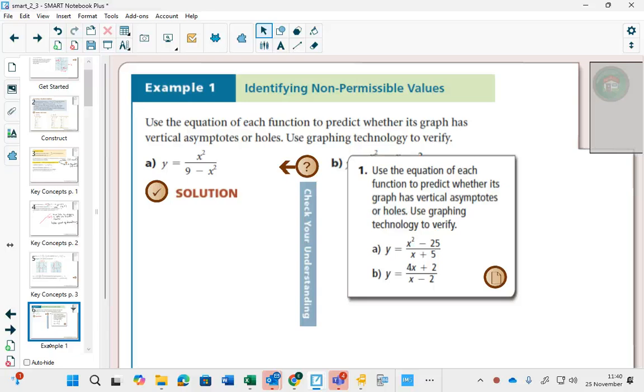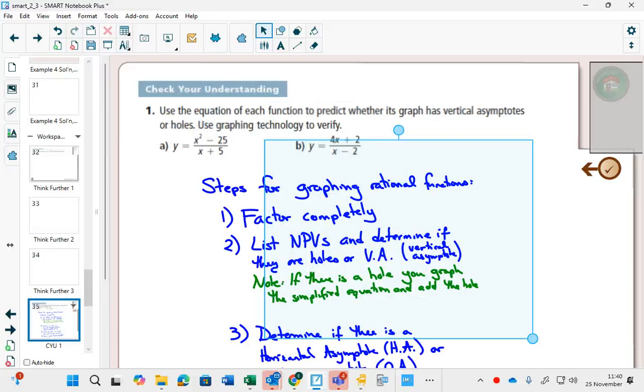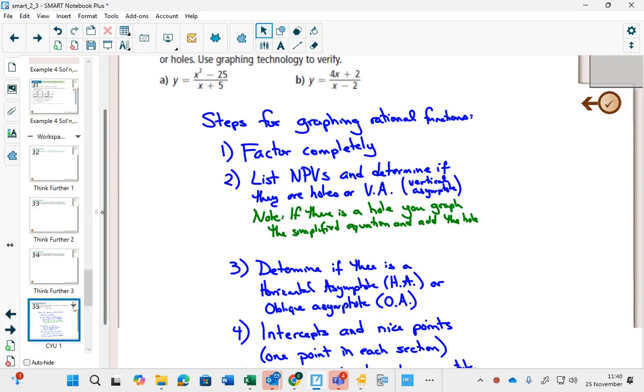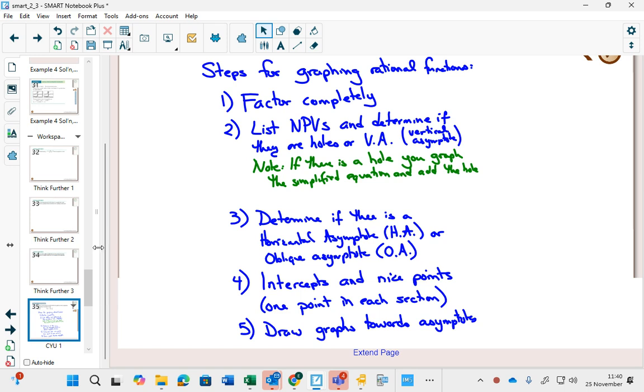All right, so let's go to example 1. And I'm going to get you to write this down. The steps for graphing rational functions. First, we are going to factor completely. So factoring is very important once again. Then list all your non-permissible values. And remember, non-permissible values are either going to be holes or vertical asymptotes.